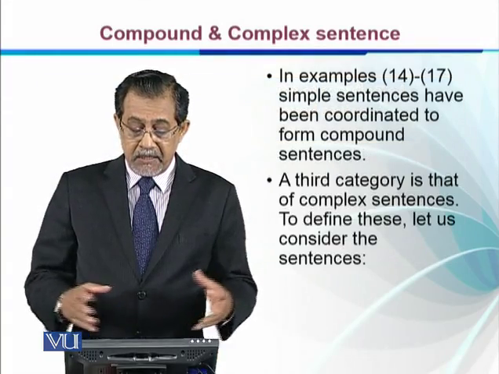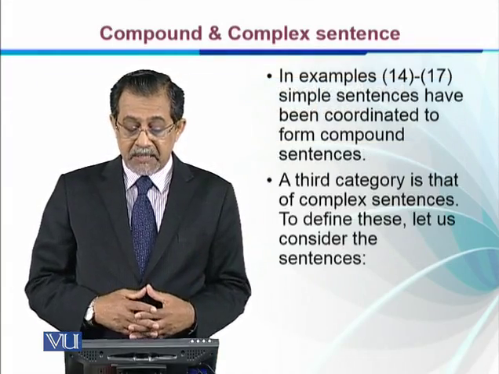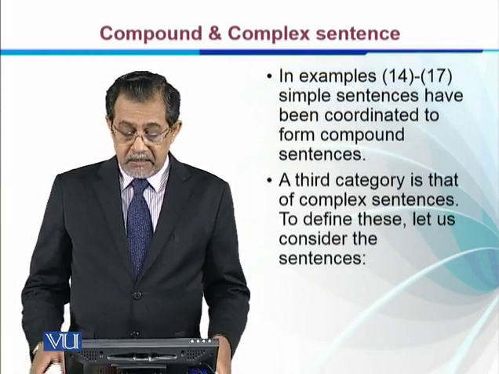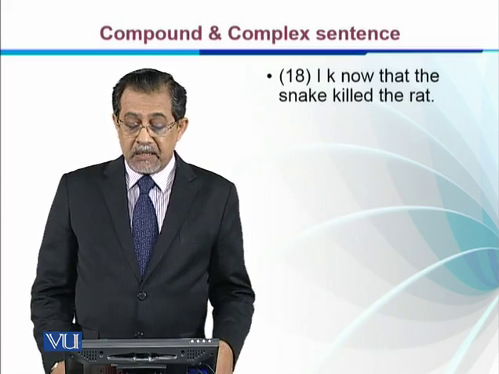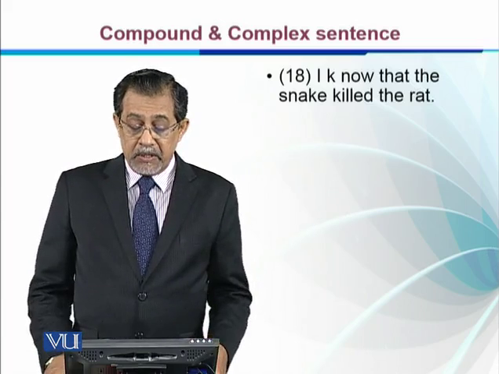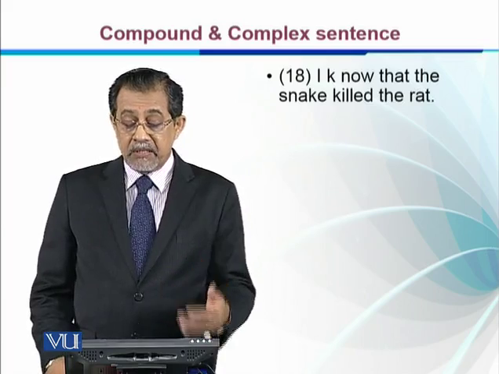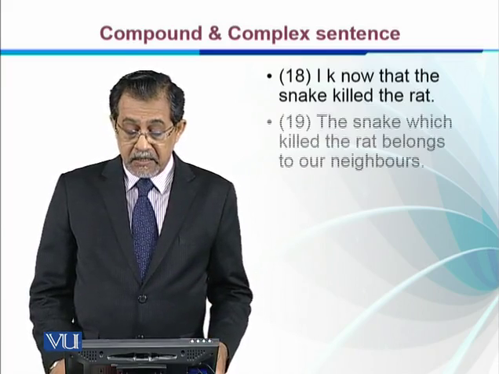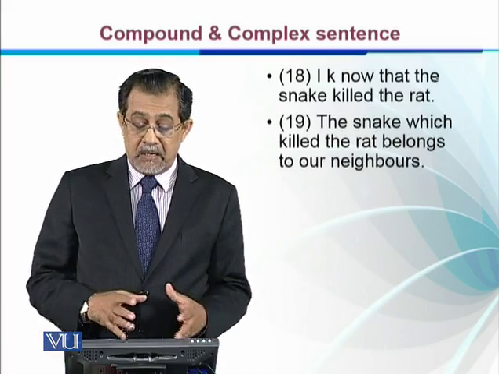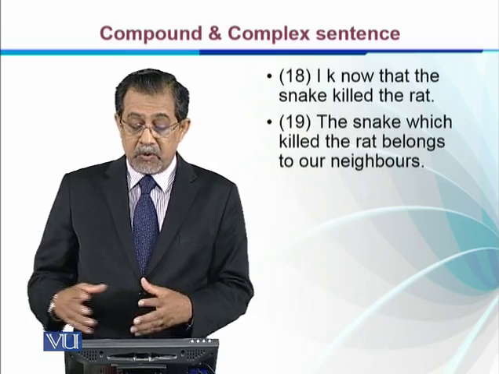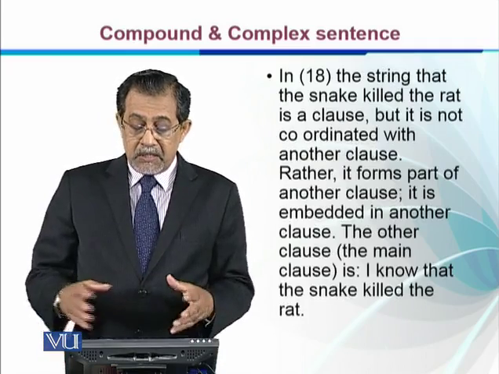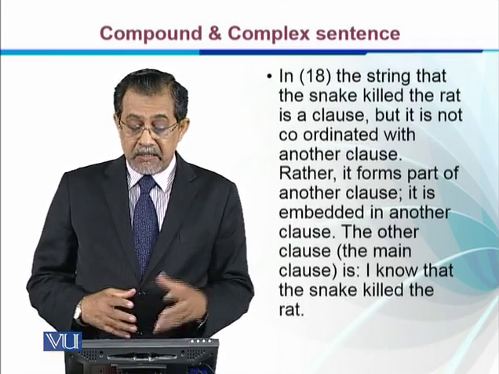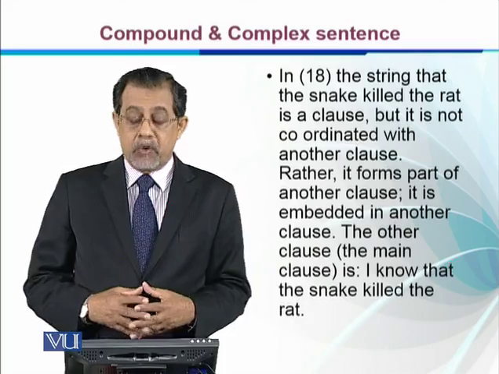A third category is that of the complex sentence. To define this, let's look at a few sentences. I know that the snake killed the rat. The snake which killed the rat belongs to our neighbors. In 18, the string that the snake killed the rat is a clause, but it is not coordinated with another clause.